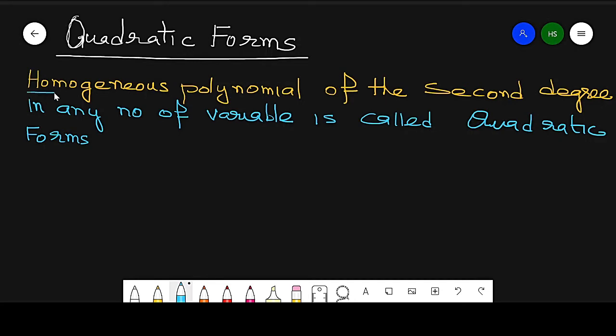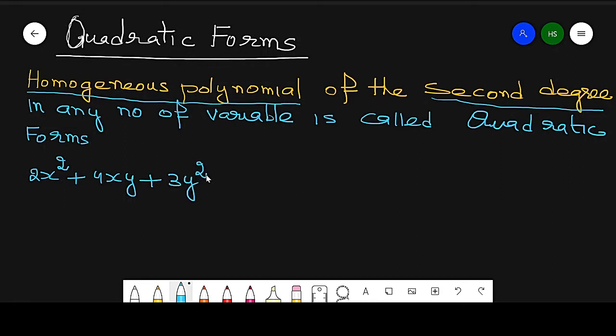So first remember, it is a homogeneous polynomial, number one. Number two, it is of second degree. For example, 2x square, its degree is 2, plus 4xy plus 3y square. So it is a homogeneous polynomial of degree 2 in variables x and y in this case. So this is called a quadratic form.